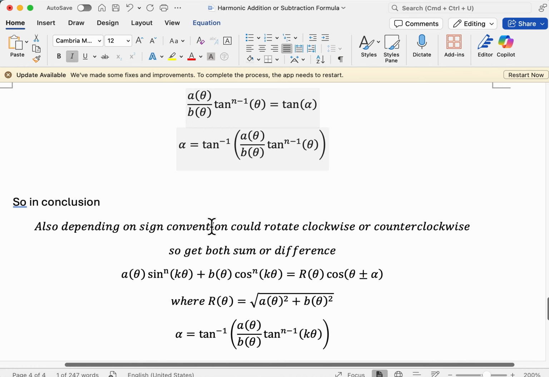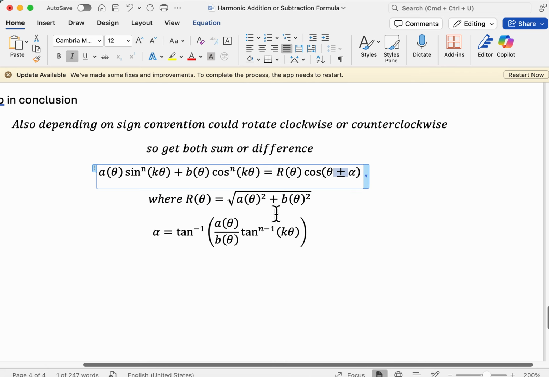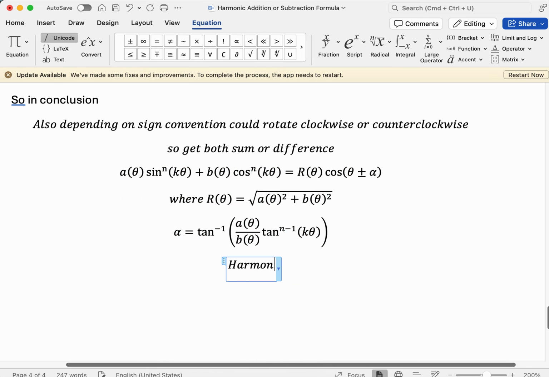And also note, this formula also works depending on whether you're having a plus or minus. You just have to keep note of the sign convention you're using and determine whether you're rotating clockwise or counterclockwise. So in conclusion, this is the final formula for harmonic addition and subtraction for trigonometric functions.